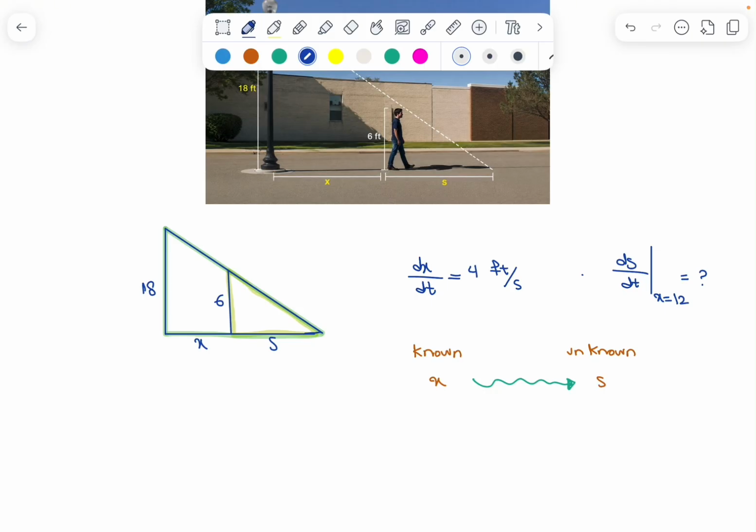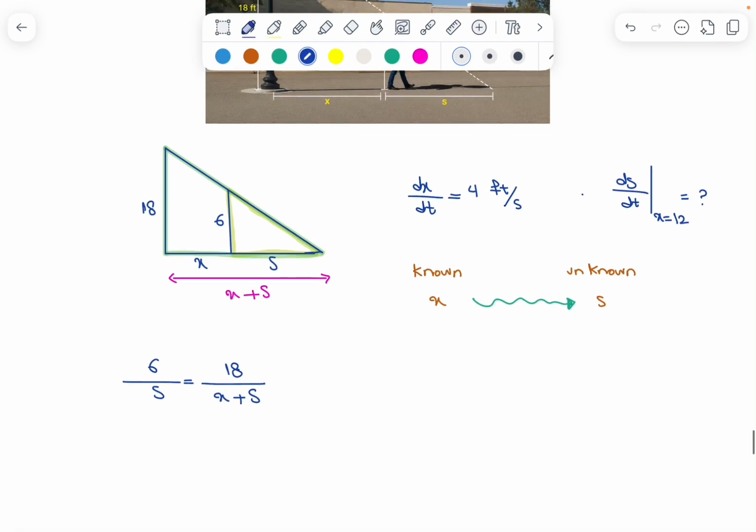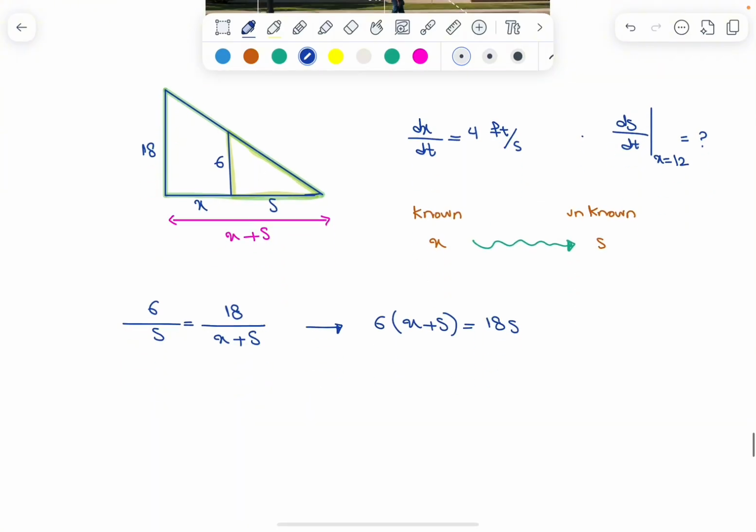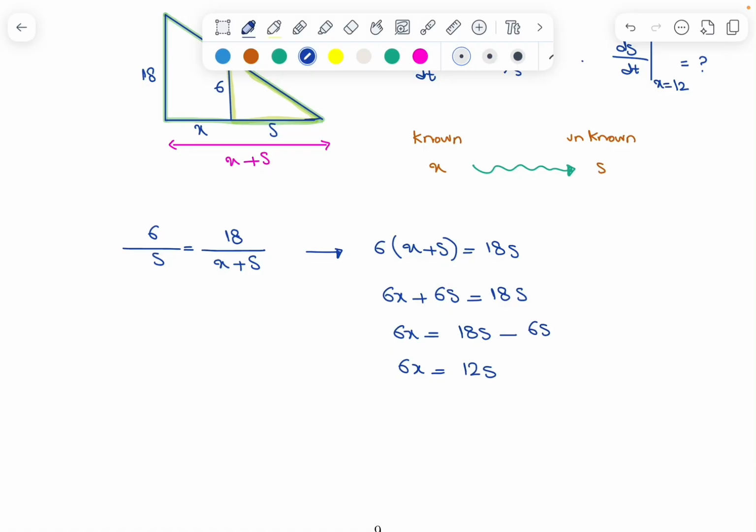We know when we have two similar triangles, the ratio of corresponding sides are equal. Therefore, 6 divided by s is equal to 18 divided by x plus s, because this side of the larger triangle would be x plus s. Now by using cross multiplication, you will get 6 times (x plus s) is equal to 18s. So 6x plus 6s is equal to 18s. So 6x would be equal to 18s minus 6s, which is 12s. You can cancel 6 from both sides. So x would be 2s.